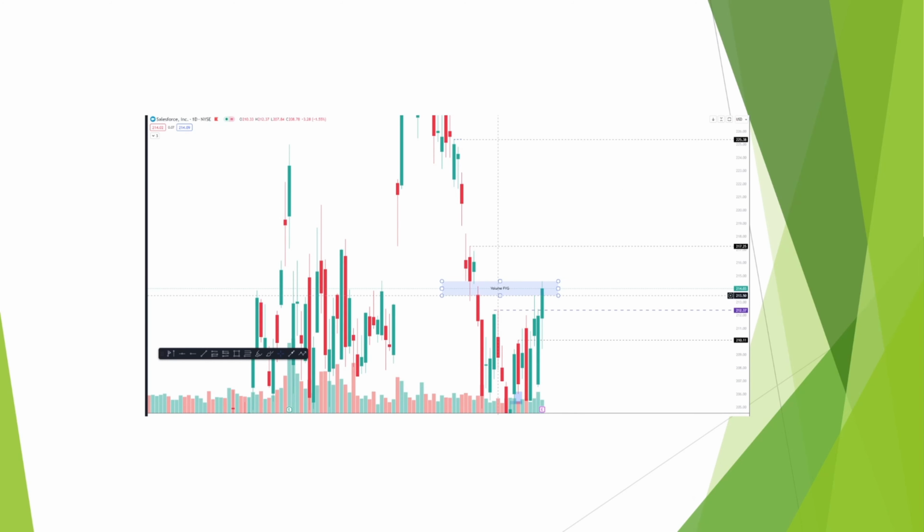Just examples of volume fair value gap. As you can see, this is... we have the shadows between candles, and this played out and we went down.